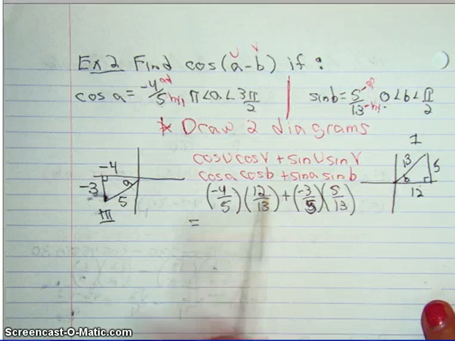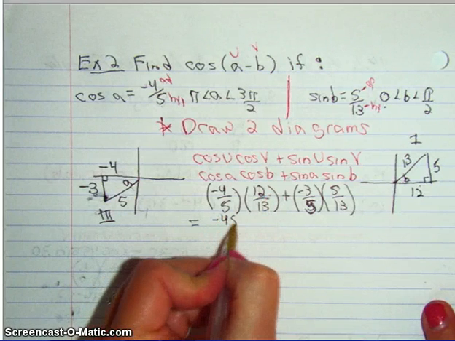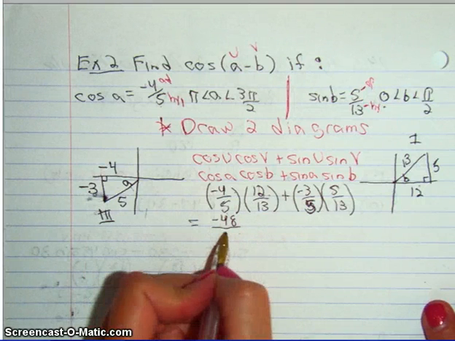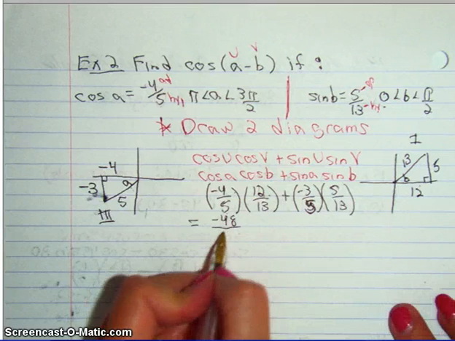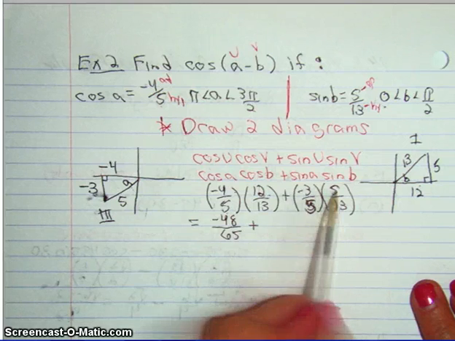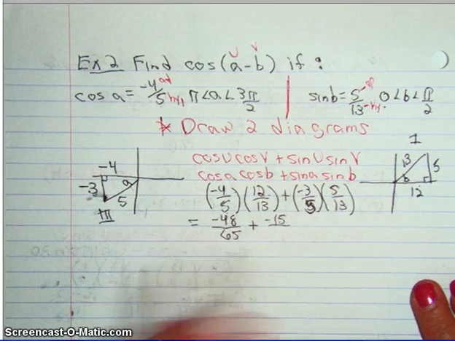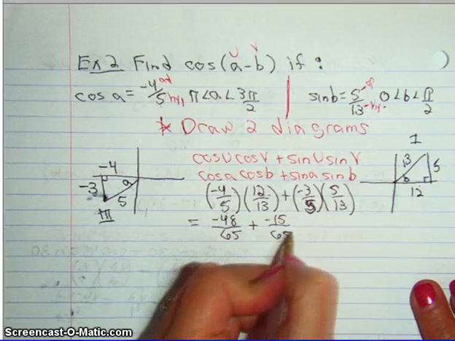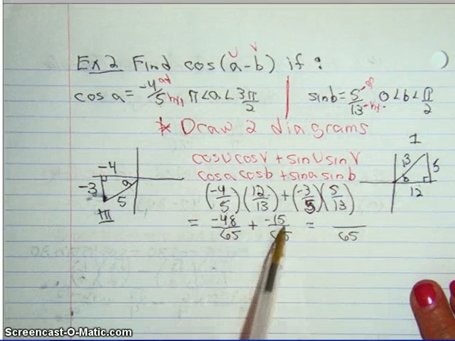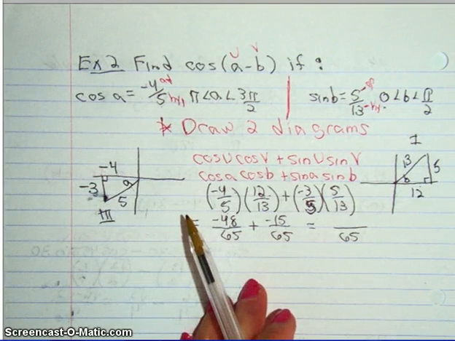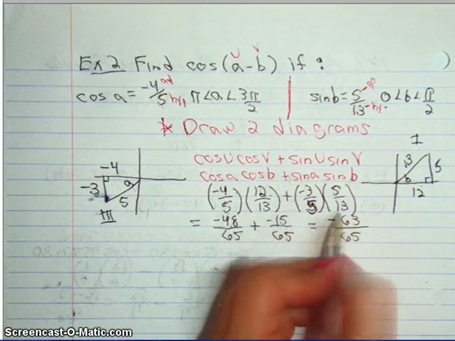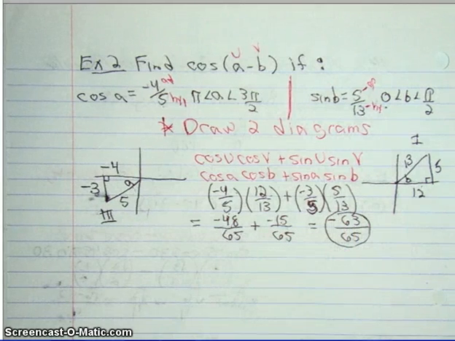Multiply these numerators. I know -4 times 12 is -48. You guys got to help me with 5 times 13. Is that 65? Yeah. Plus -3 times 5 I know is -15. 5 times 13 again is 65. Are they over LCD? Yep. So -48, -15. Tell me what that makes, gang. -63. Good. Over 65. Final answer.